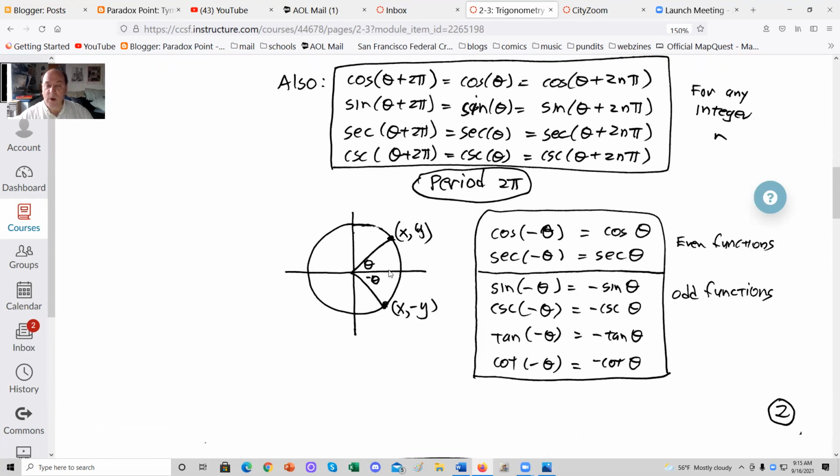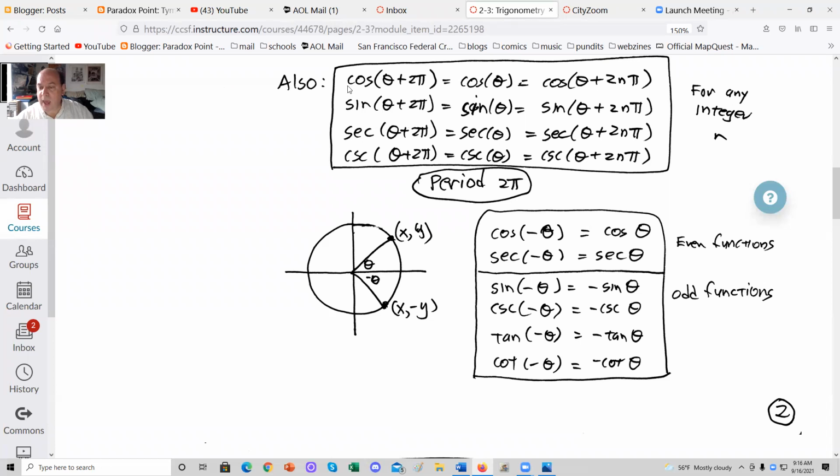Here, if we go up an angle theta to x, y, and if you go down an angle negative theta, you'll wind up with x, -y. They're symmetric about the x-axis. So the same x value, so the same cosine, but the opposite y value, so the opposite sine. So cosine of negative theta is cos theta. This is what's called an even function. And the same for its reciprocal secant. Secant of negative theta is secant theta. Sine of negative theta is minus sine theta. So that makes it what's called an odd function.